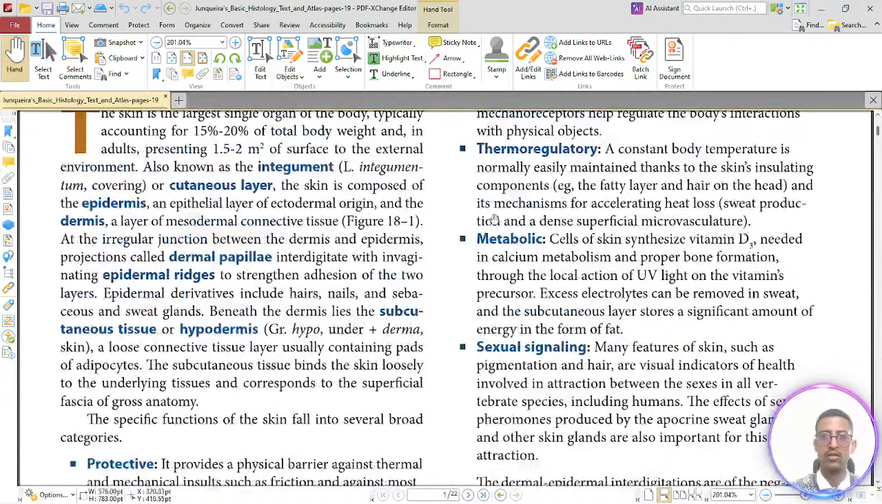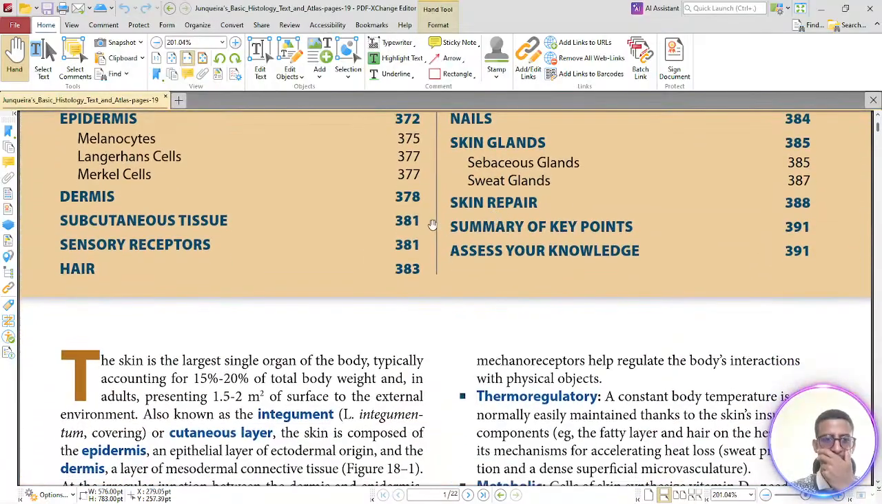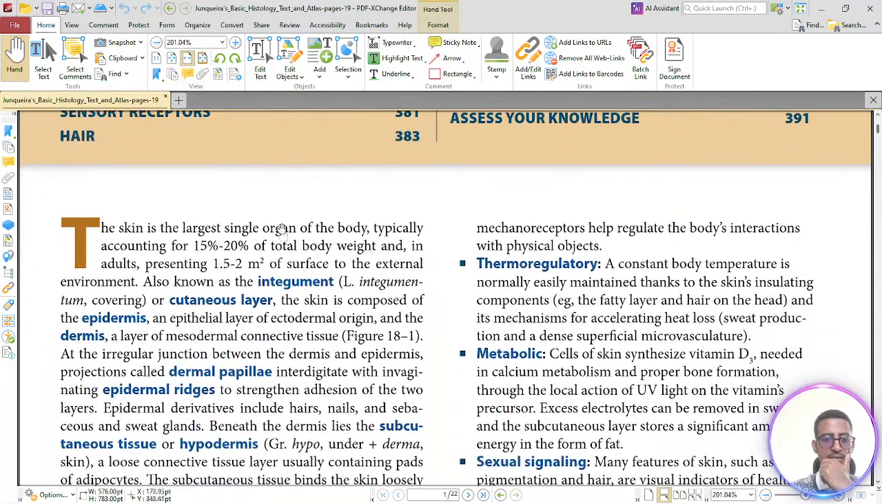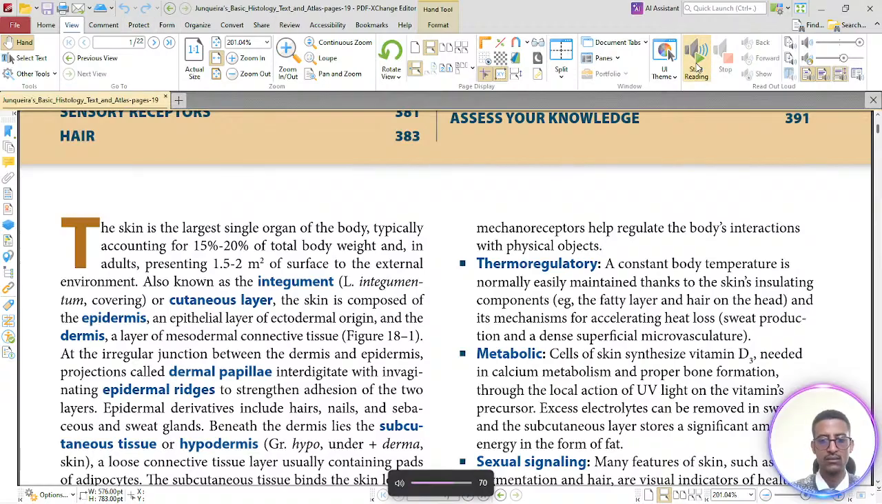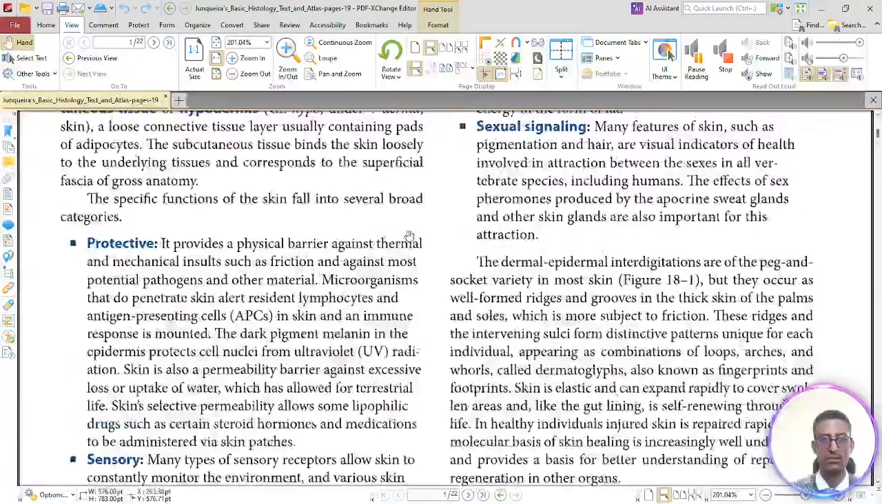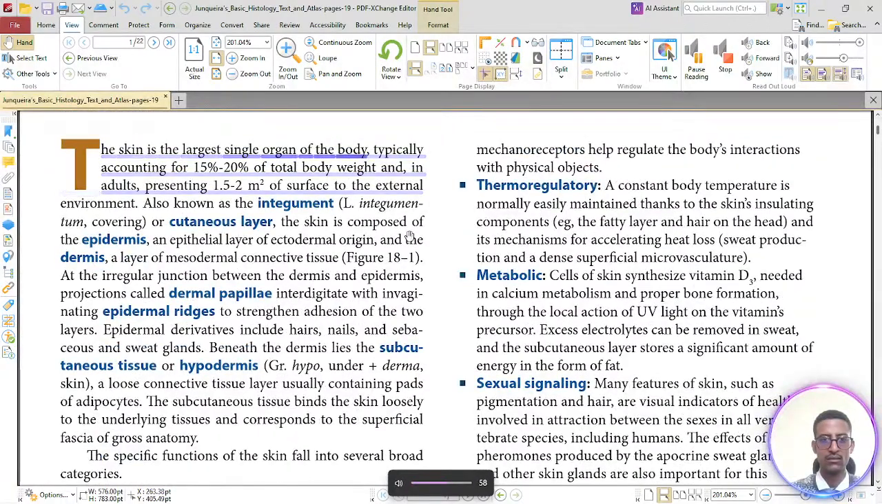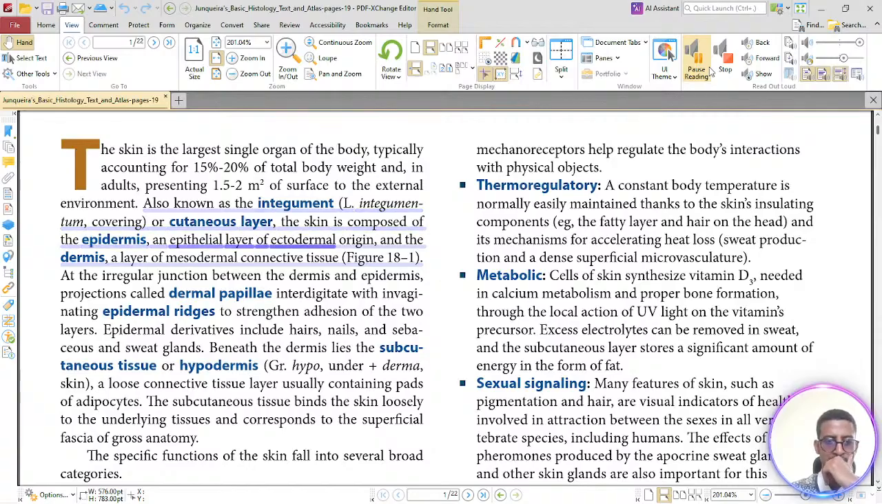Yes sir, so let's read. The skin is the largest single organ of the body, typically accounting for 15%-20% of total body weight and, in adults, presenting 1.5 to 2 m2 of surface to the external environment. Also known as the integument, L integumentum, covering, or cutaneous layer, the skin is composed of the epidermis, an epithelial layer of ectodermal origin, and the dermis, a layer of mesodermal connective tissue.